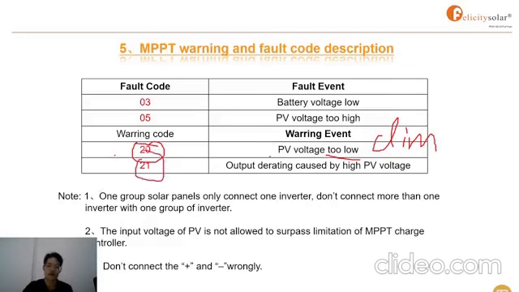And for code 21, which shows output derating caused by high PV voltage, when this happens, we need to check with the multimeter whether the voltage is too high. Yeah, those are the warning codes and fault codes, and some solutions you need to do.